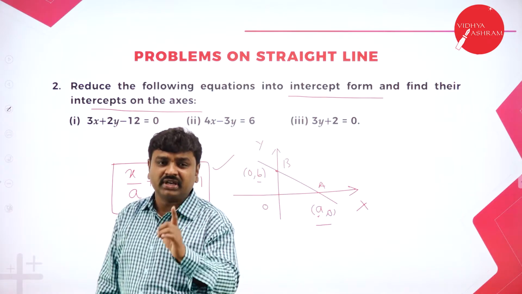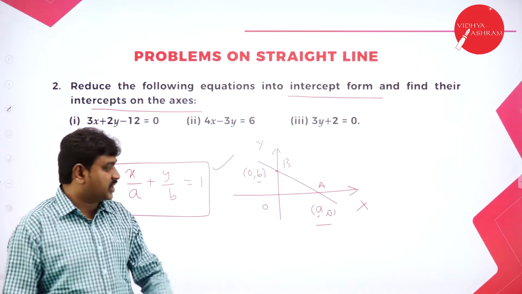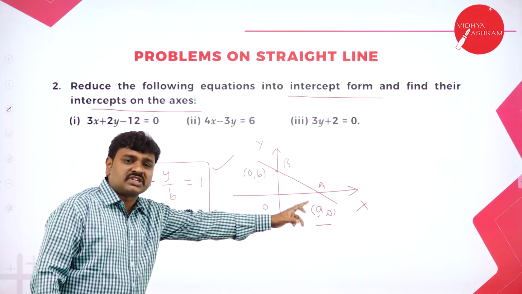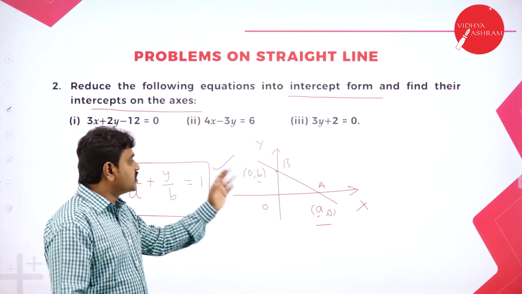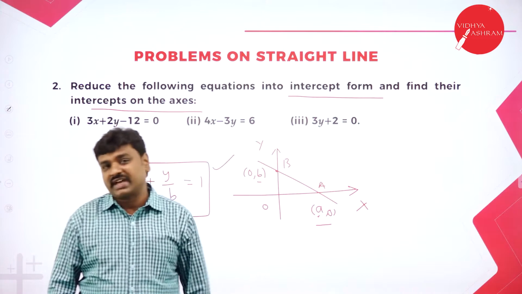What is the intercept form of a line? x by a plus y by b equal to 1. What is a? The x intercept. X intercept means what? It is the point where the line cuts the x axis. What is b? It is the point where the line cuts the y axis.